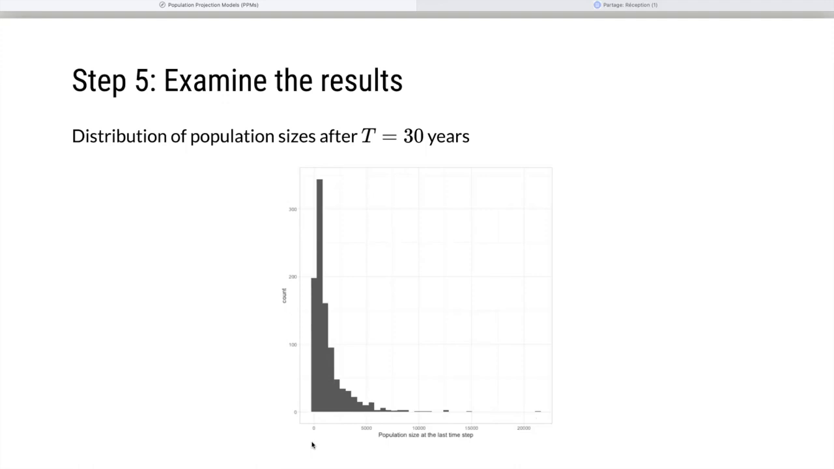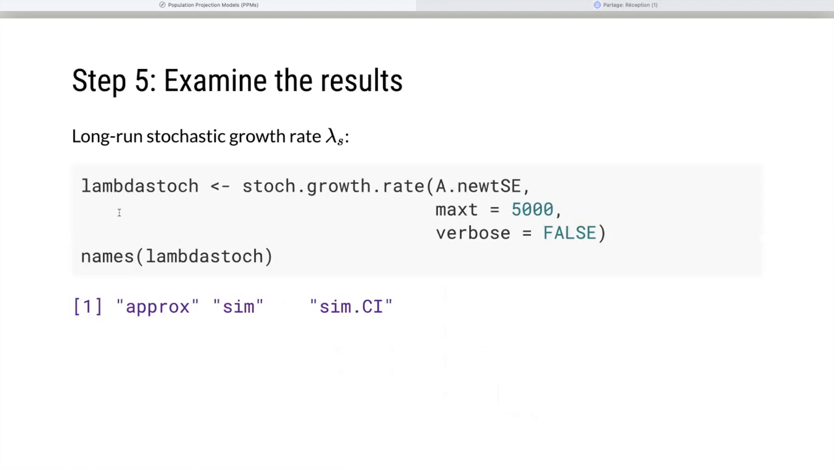We can calculate the long run stochastic population growth rate using the stoch growth rate function from the PopBio package. And you can set the maximum time steps used to calculate this value. The higher this value is, the closer you'll get to the theoretical long run stochastic growth rate. It's going to be closer to the analytical value.